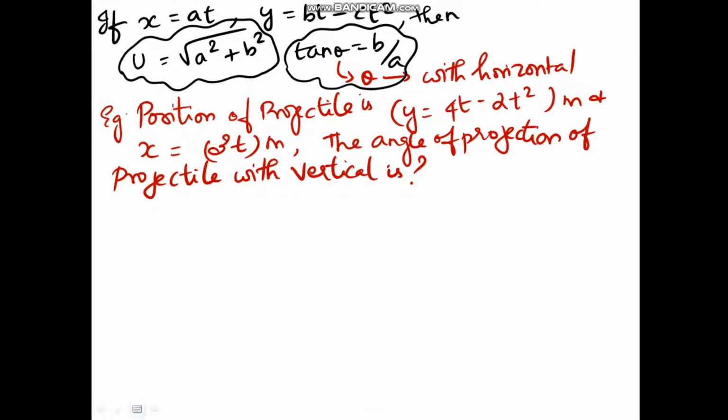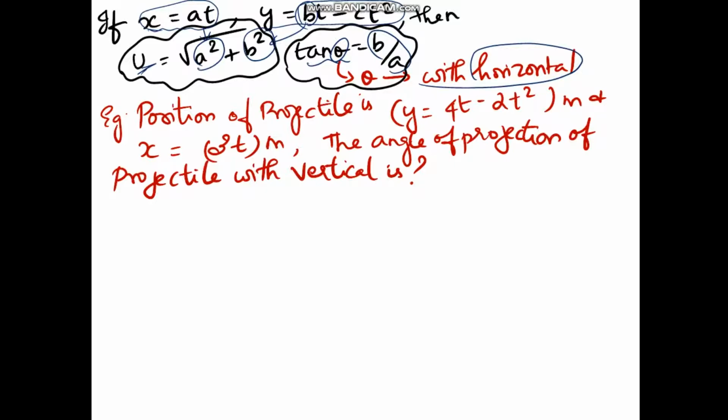Next, this is one concept you must remember. Suppose they are giving that x is equal to at and y is equal to bt minus ct square, then the initial velocity is root of a square plus b square, and tan theta is nothing but b by a, where theta is the angle with the horizontal. This is the thing you must remember.